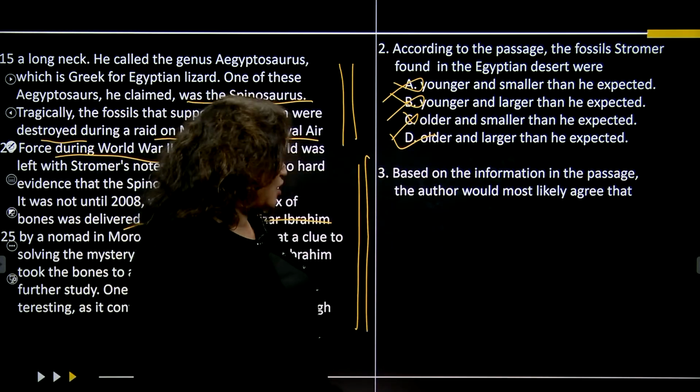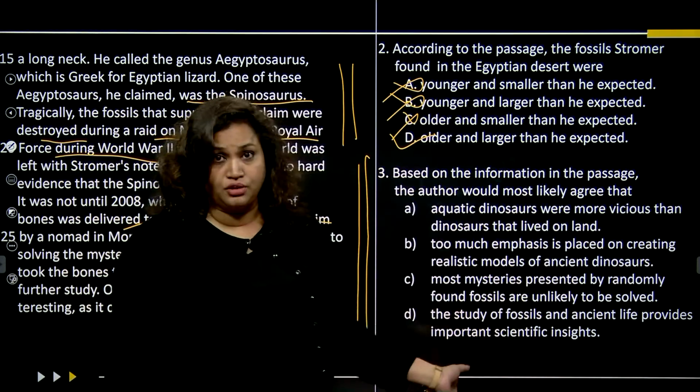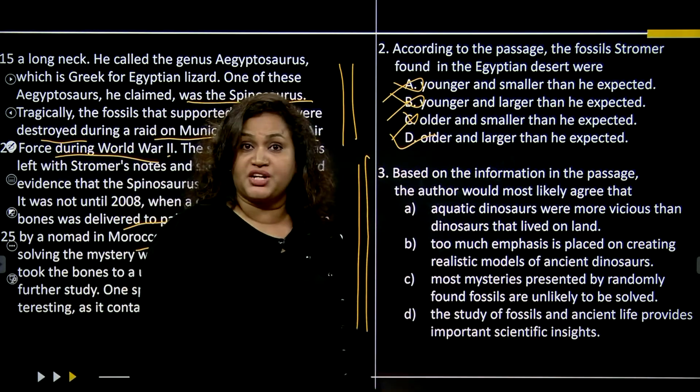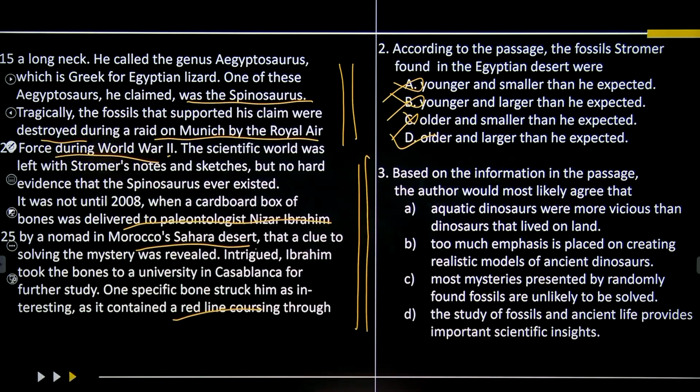Here the question is based on the information in the passage. Now this is basically a paired question. We have already gone through this. So let's see the options, and then let's go to the next part of the question, and see whether we can find the answers or not. The author would most likely agree that aquatic dinosaurs were more vicious than dinosaurs that lived on land. Too much emphasis is placed on creating realistic models of ancient dinosaurs.